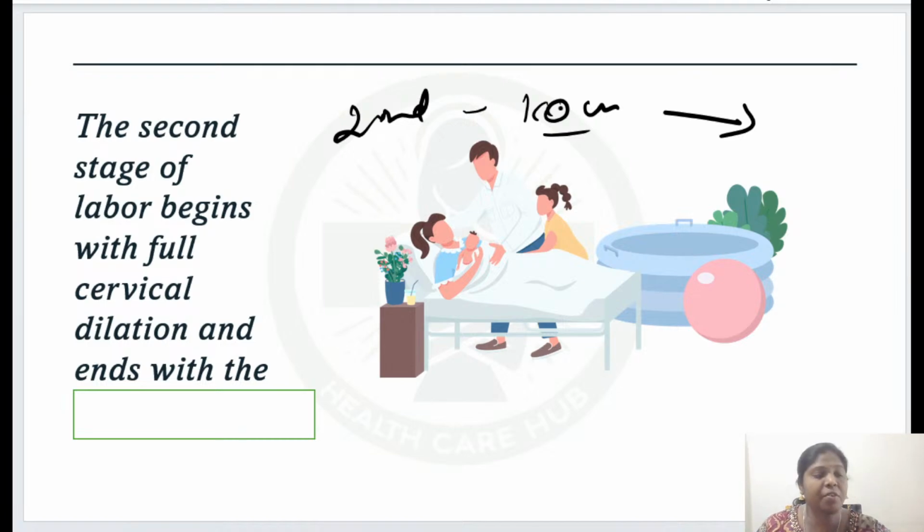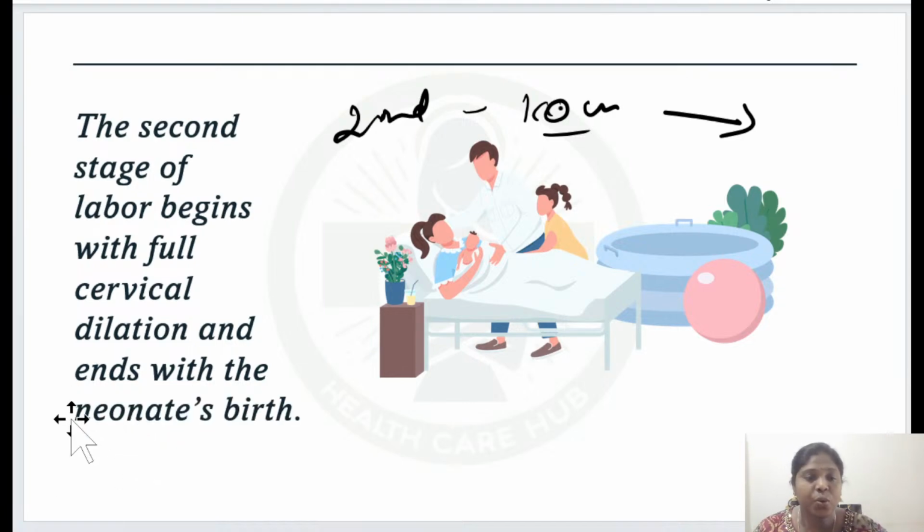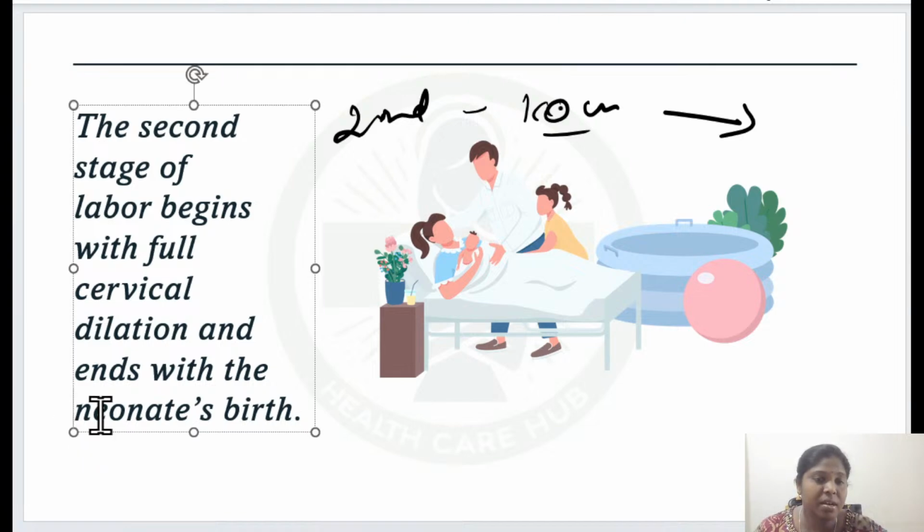Yes, yeah, delivery of the baby, expulsion of the fetus. Rani, Chandu, Guna, Tamil Selvi, everyone answered correctly. So, it ends with the neonate's birth.